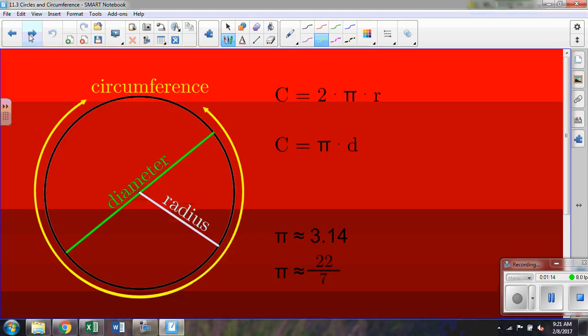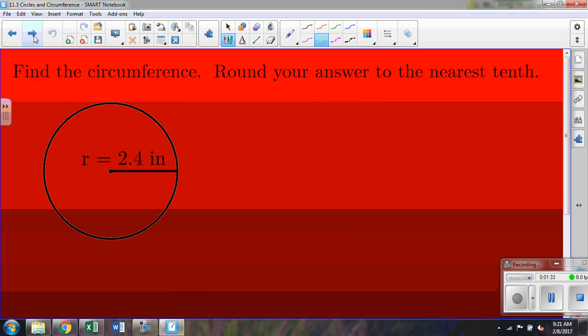Additionally, depending on if your problem is a decimal problem or a fraction problem, there are 2 approximations for pi which we use. Most students are familiar with 3.14, but a lot of times they forget that the fraction 22/7 is really, really close to pi also. And so we simply get started.